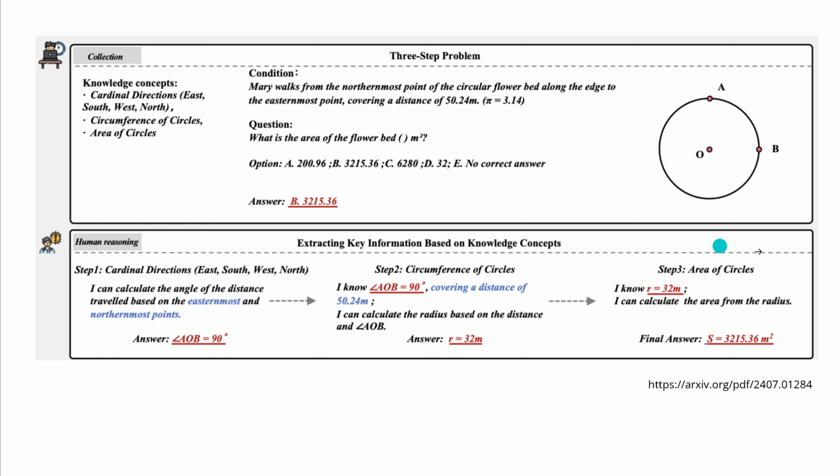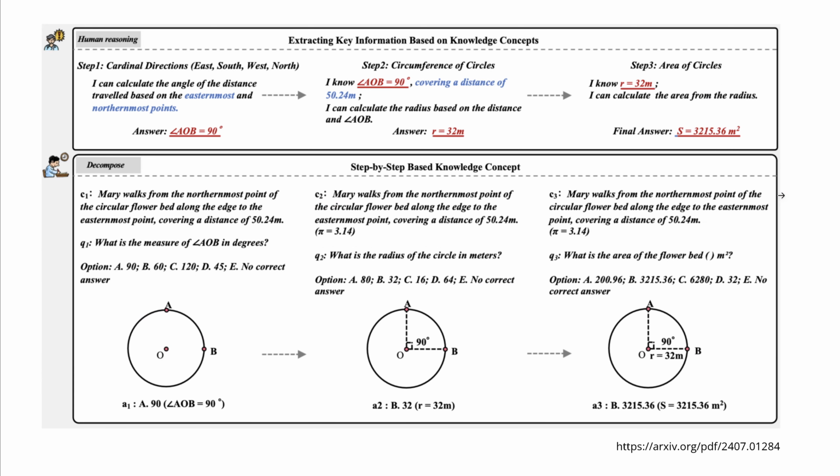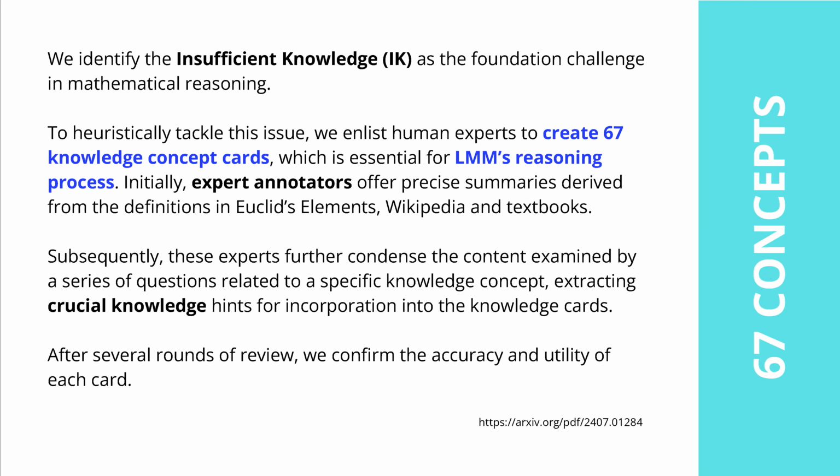Human would say 1, 2, 3-step problem. Solved. Beautiful. This is exactly now what we want that the AI system is able to do. You have here again the human reasoning, and you see the decomposition is exactly the same. What is the measure of the angle in degrees? Well, 90 degrees. What is the radius? You can calculate the radius. And if you have the radius, you calculate the area of the flower bed in square meters. And they did this for a lot of examples so that they have enough evaluation data in their data set.